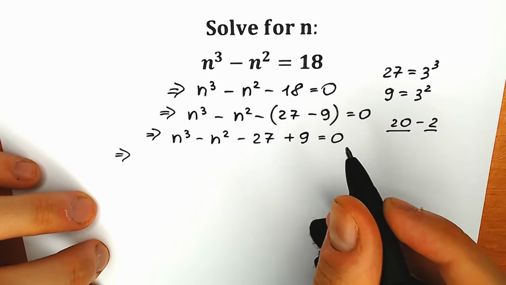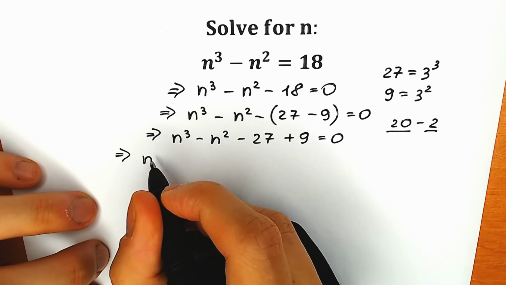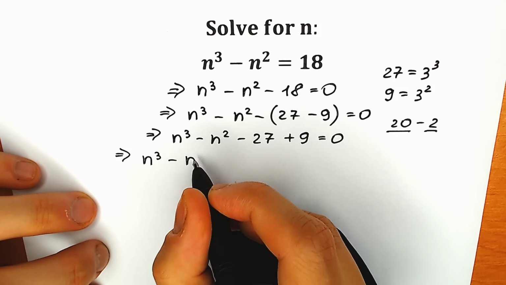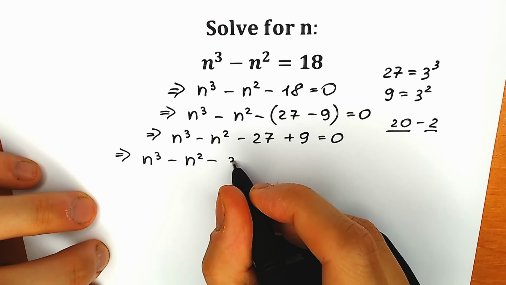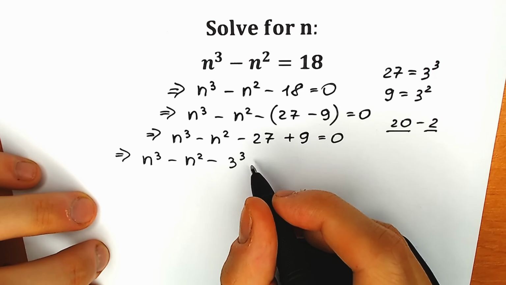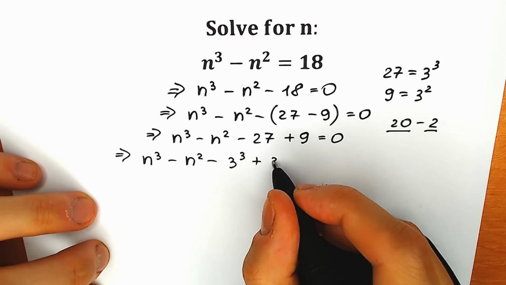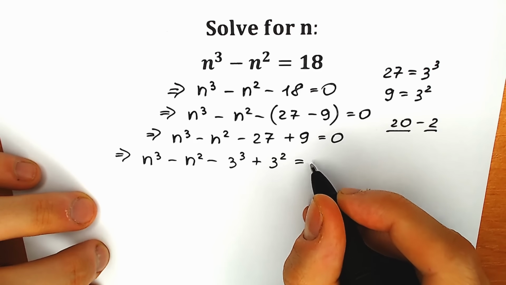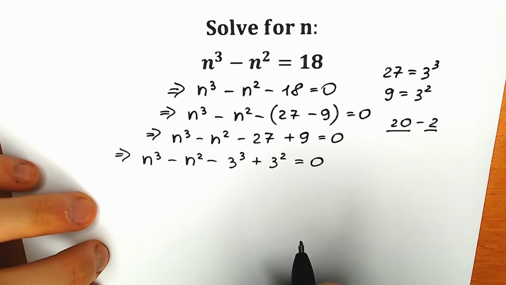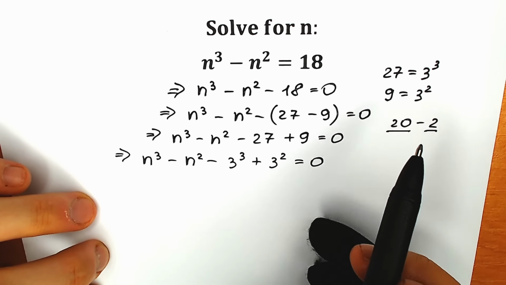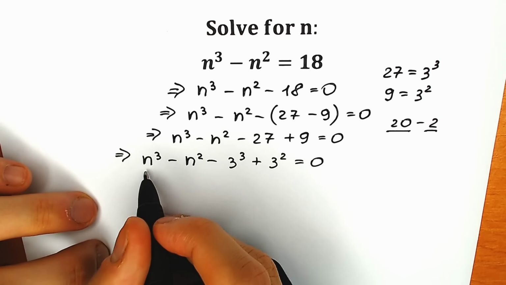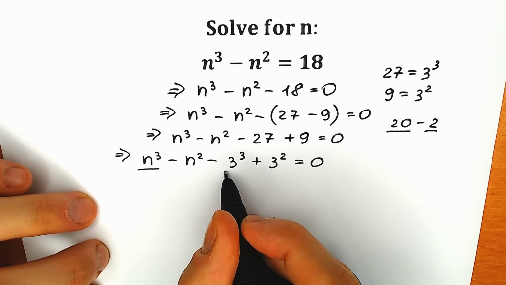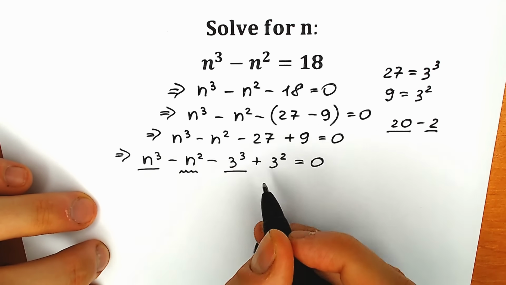Right now, let's do this. Instead of this 27, let's write 3 cubed: n cubed minus n squared, minus 3 cubed, and instead of this 9, let's write 3 squared. So plus 3 squared equals 0. Really great. Why did I express this 18 like that? Because right now we can group this cube with this cube and this square with this square.